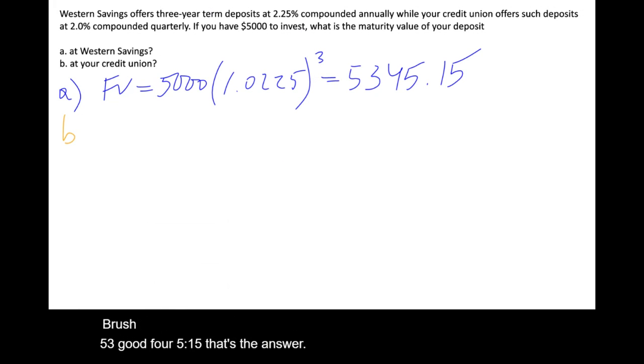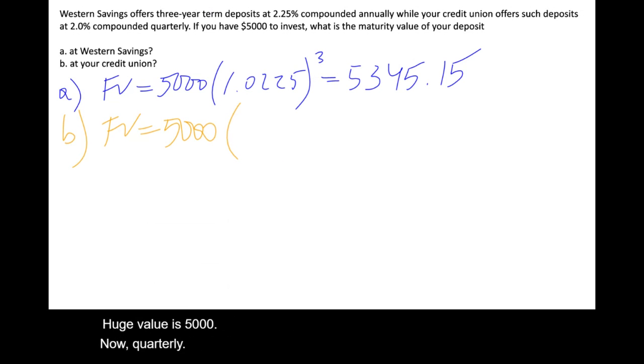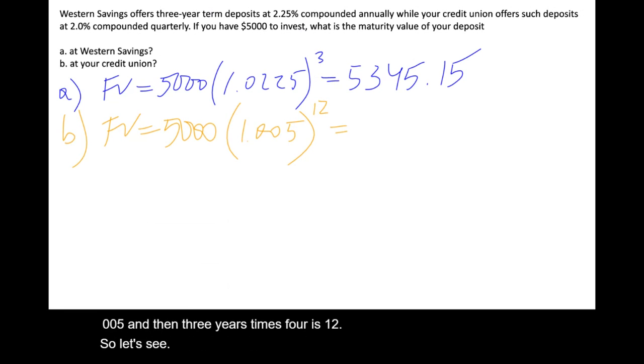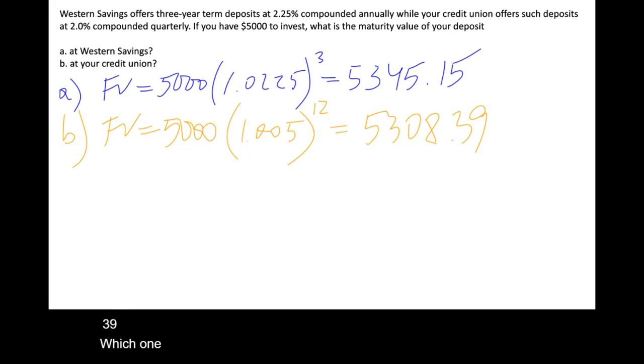Okay, for B, future value is 5,000. Now quarterly, what do I have? 0.005, and then 3 years times 4 is 12. So let's see. 5308.39. So which one is better? People, what is better? First one, yeah, very good. Any questions?